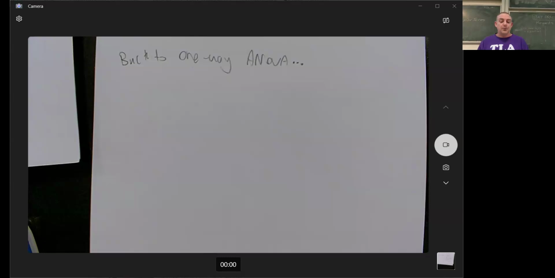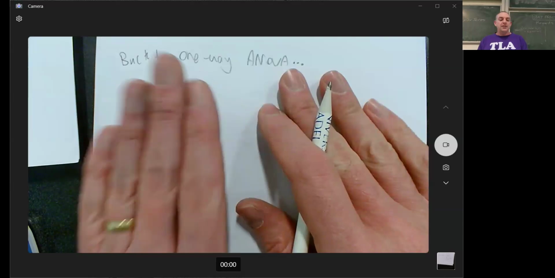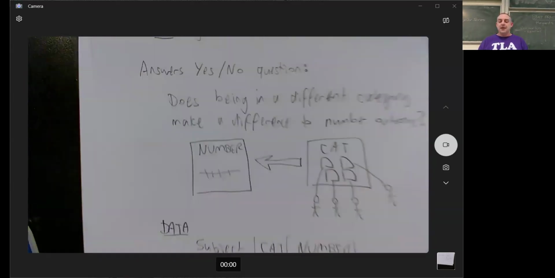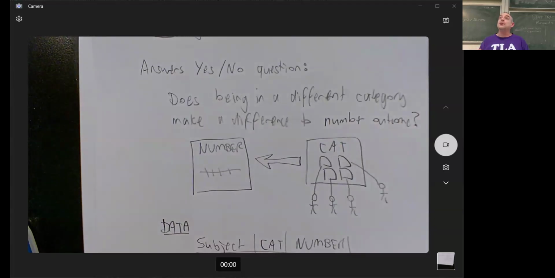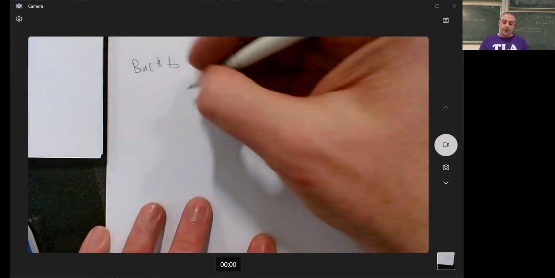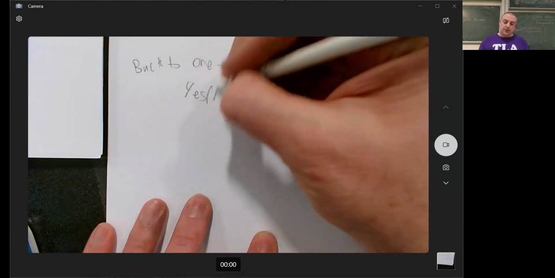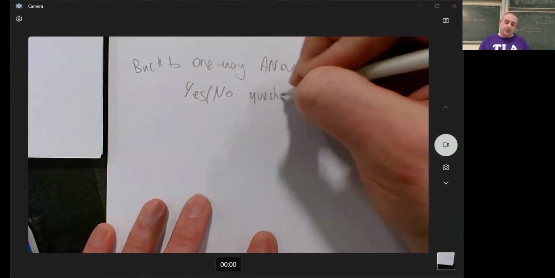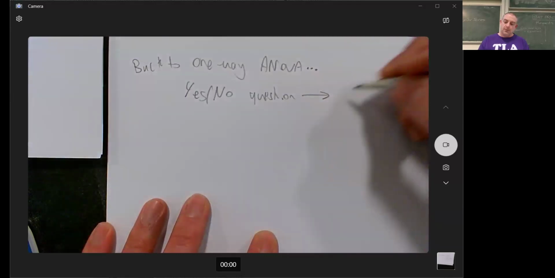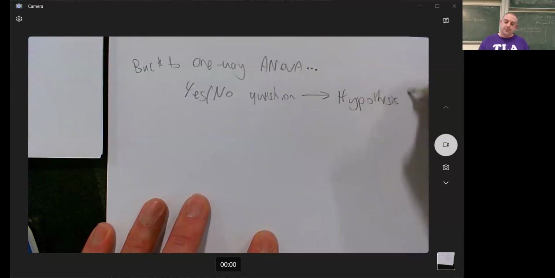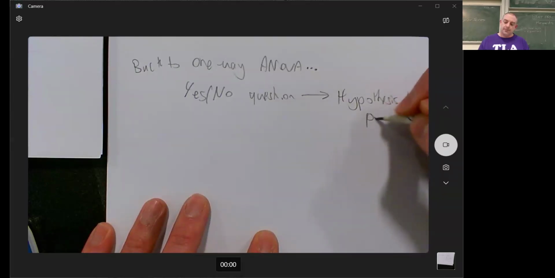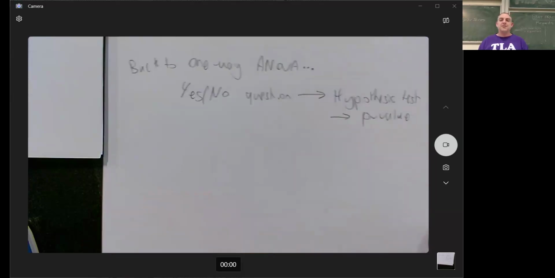So where was I? One-way ANOVA. Right, okay. So it is a yes or no question that it answers, and yes or no questions are answered by hypothesis tests and p-values, that sort of thing. So a yes or no question means hypothesis tests, and a hypothesis test means p-value.